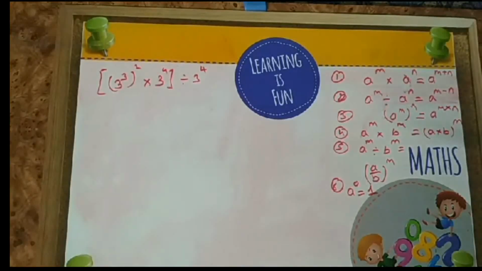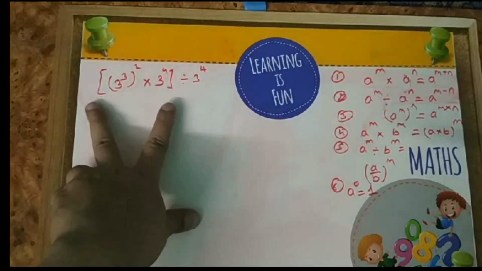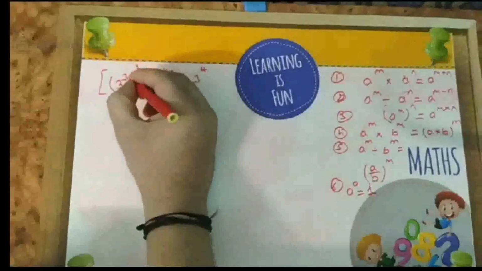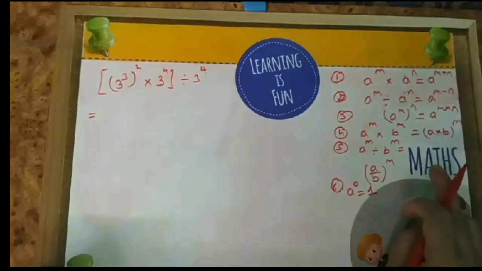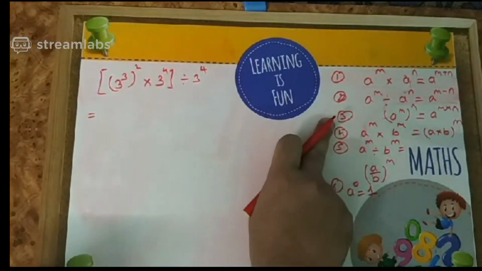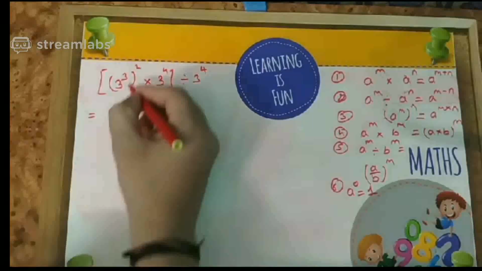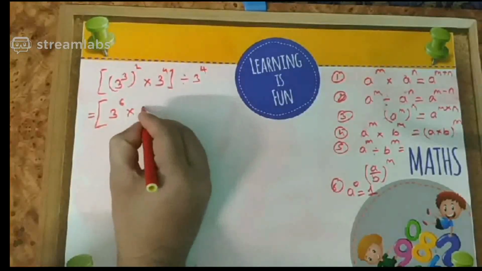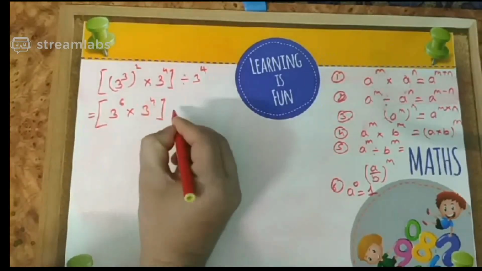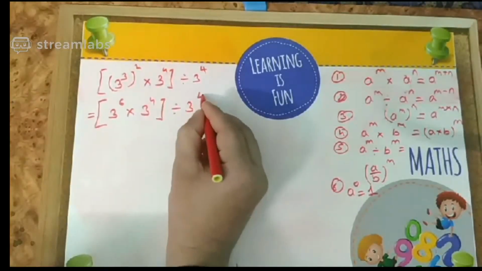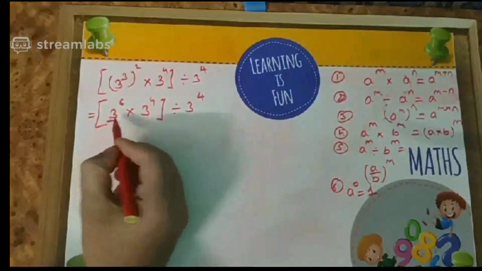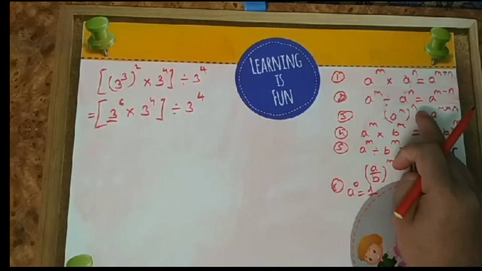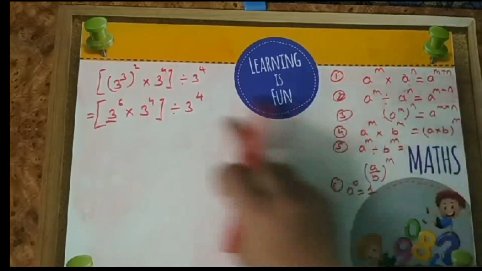First of all we will solve inside the square bracket. We do the power of power first. We apply the rule, power of power, so 3 power 2 times 3 is 3 power 6, in a square bracket, multiplied by 3 power 4 as it is, divided by 3 power 4 as it is. So I have applied law number 3, power of power. When there is a power of power, the powers get multiplied. So 3 2s are 6.